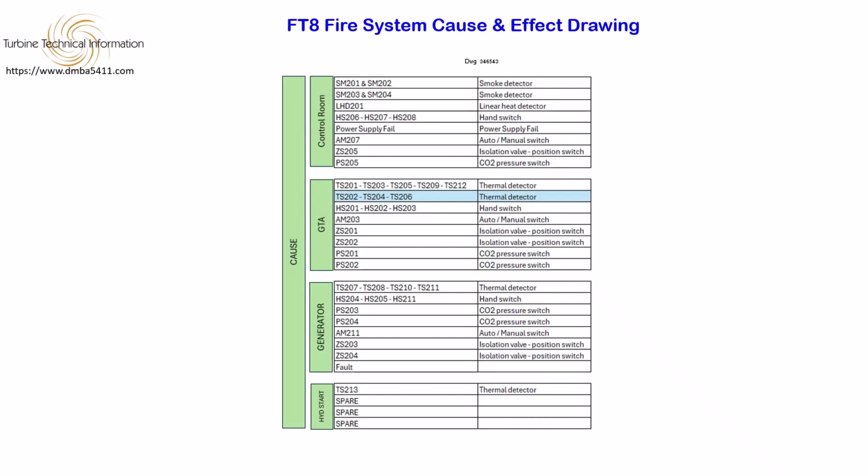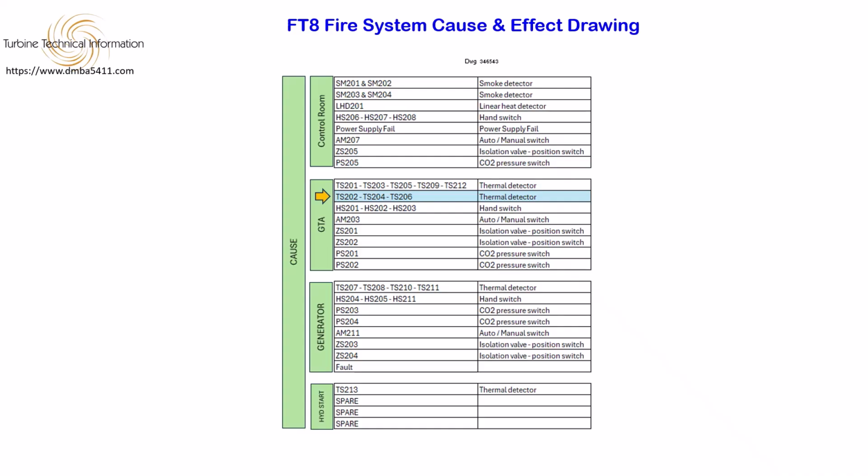Let's walk through a simple fire event example. The FT8 uses thermal detectors for fire detection. It does not use ultraviolet or infrared flame detection. If a thermal detector, for example, TS204, detects a fire, the detector's thermal switch contact closes. That contact closure is detected by the OnGuard fire controller, which then processes the signal as a confirmed fire input.